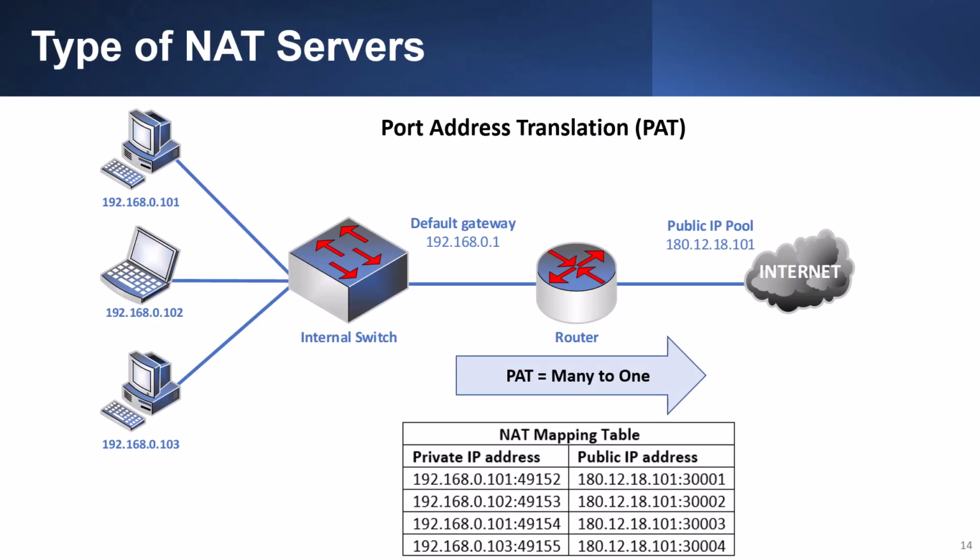Network Address and Port Translation, or NAPT, also known as Port Address Translation, or PAT, or NAT overload, maps multiple private IP addresses to a single public IP address by using unique port numbers, allowing many devices on a private network to share one internet connection. This technique conserves public IP addresses and enhances security by hiding internal IP addresses from the external network.